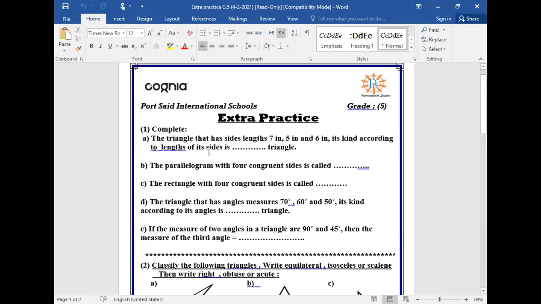Exercise number 1. Complete. The triangle that has side lengths 7 inches, 5 inches, and 6 inches. Its kind according to length of its sides. Abdurrahman, what is the kind of this triangle according to length of its sides? Triangle.